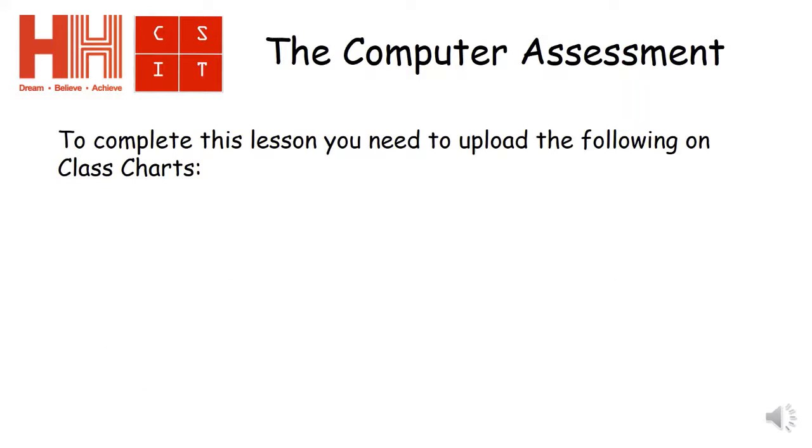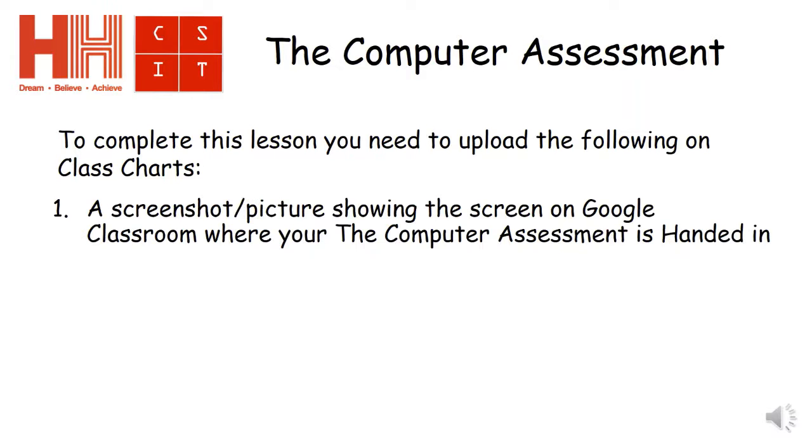So in order to complete the lesson, you need to upload the following onto ClassCharts. The first thing is a screenshot or picture showing this screen on Google Classroom where your computer assessment is handed in. So once you have submitted your answers to the assessment, you need to go back to Google Classroom, and the page that you clicked on in order to go into the assessment should now show your assignment handed in up in the top right hand corner. You need to take a screenshot of this screen so that I can see that the assessment was handed in.